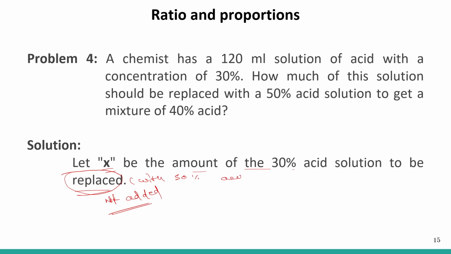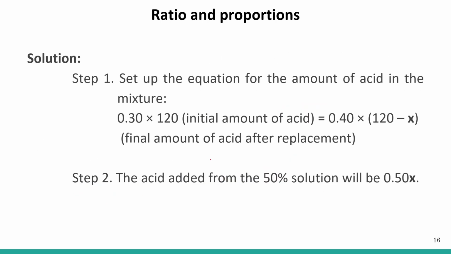With 50% acid solution, right? As we have right here, replaced with 50% acid solution. So let's see the step-by-step solution. In step 1, what we do is we set up an equation for the amount of acid in the mixture. So 0.30 into 120, that is the initial amount of acid, is equal to what? 0.40 into (120 minus x) as the final amount of acid after replacement.